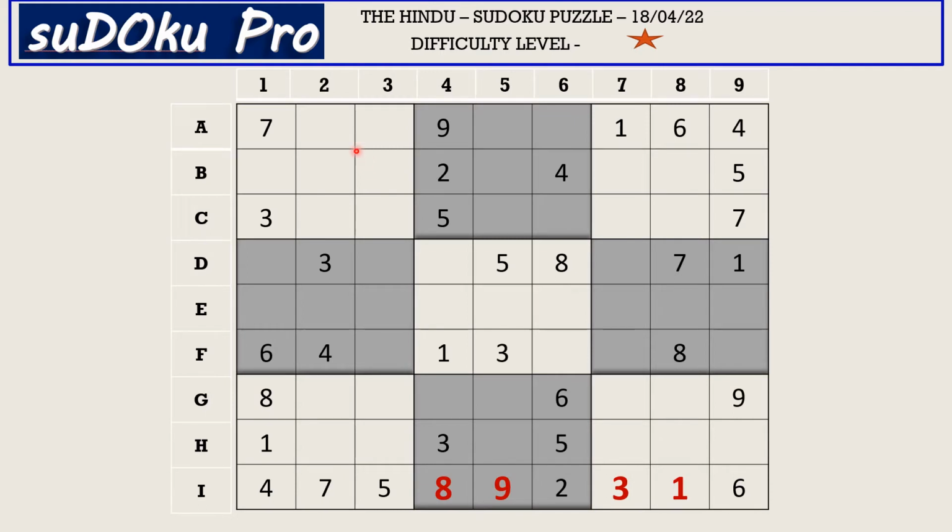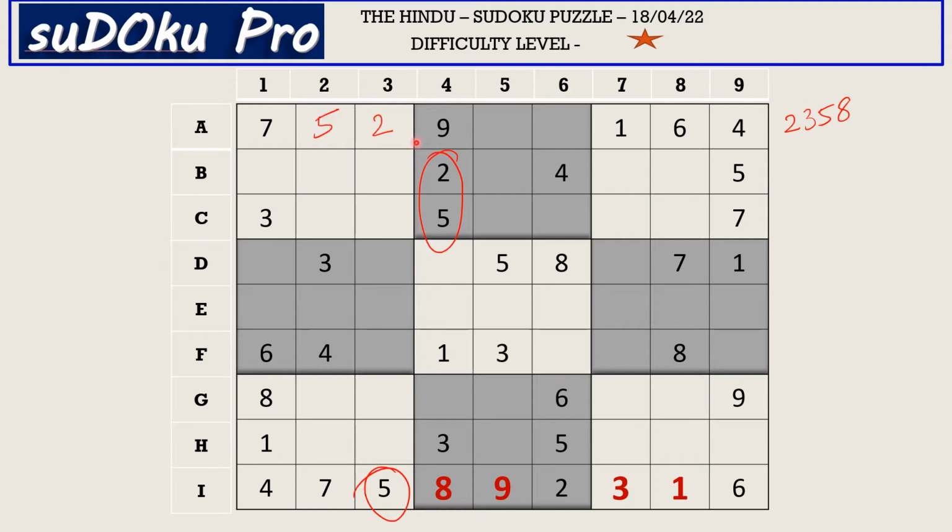Now let's try to fill A row. There are 4 empty cells and the missing numbers are 2, 3, 5 and 8. There is a 2 and 5 blocking these two cells. So 2 and 5 has to be in these two cells. There is a 5 blocking from here. So A3 takes 2 and A2 takes 5.